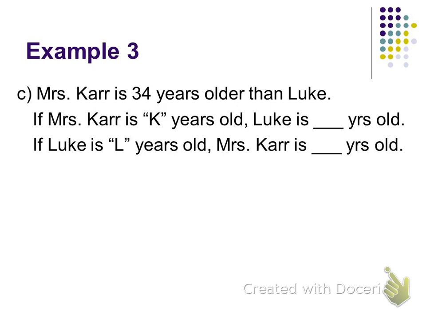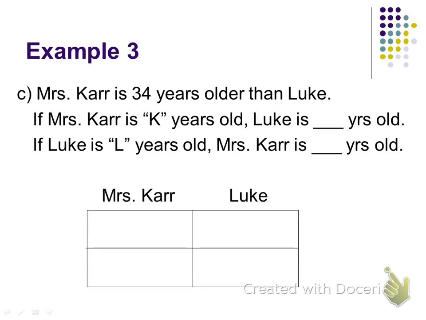All right. Here's the next one. This one we're actually going to do twice. We're going to put them both in terms of K, and then we're going to put them both in terms of L. So this says Mrs. Carr is 34 years older than Luke. So real quick, who's older? Mrs. Carr. Okay, so Mrs. Carr is K. And then we want to write an expression for Luke. So if we start with K for Carr, how would Luke's age relate to K? Minus 34. Very good. K minus 34.